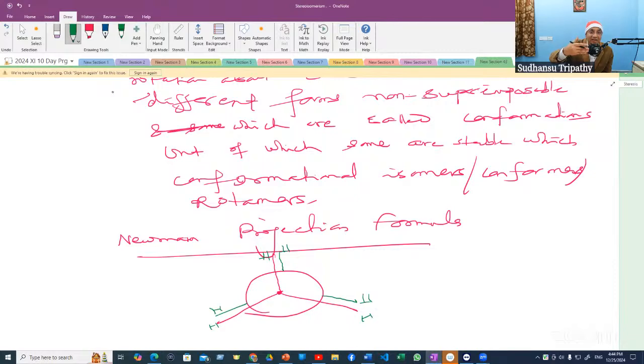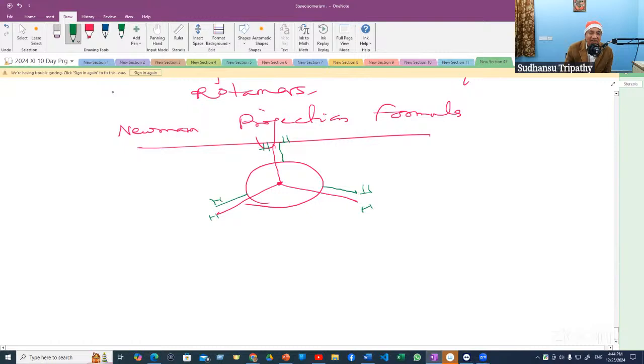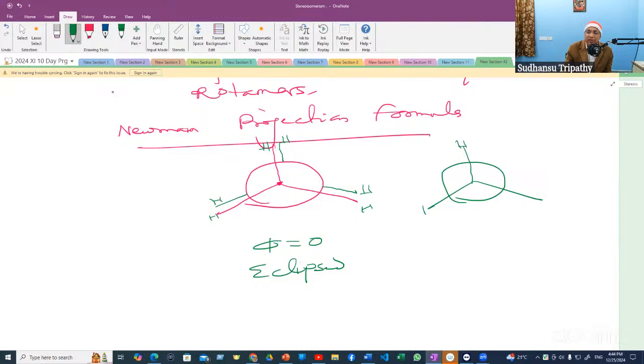The rear bonds are not visible up to the circumference level because it is taken to be an opaque disk. So this is the way called the Newman projection formula. It's very interesting, where the dihedral angle is 0. This is eclipsed. And supposing we keep the front fixed, and rotate the rear one, it will come to the staggered form. Supposing this is H1 and this is H2, H1 is fixed, but H2 has come here. So the dihedral angle, phi, is equal to 60 degrees, and this is staggered.